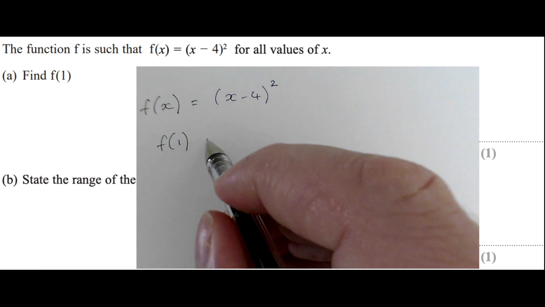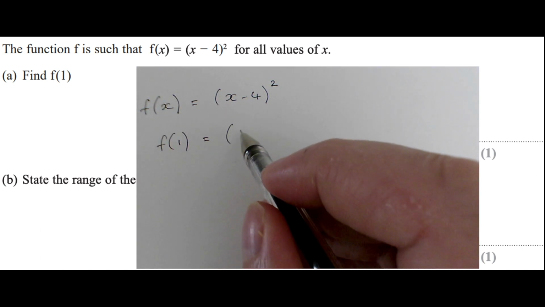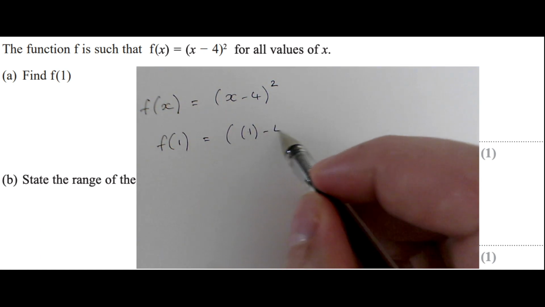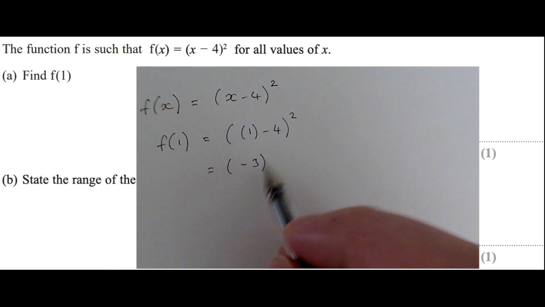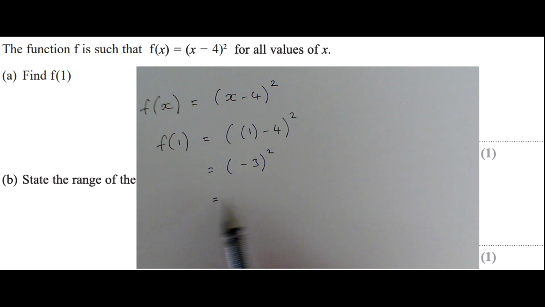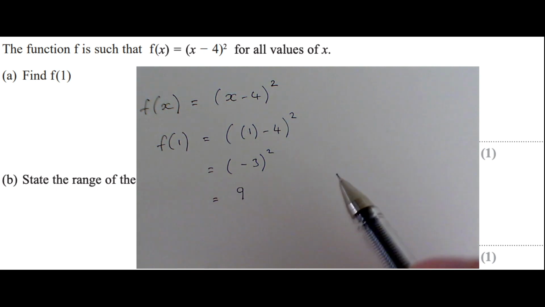So out goes the x, and I'm going to replace it with a bracketed 1. And now all I have to do is evaluate this. Now 1 take away 4 is obviously minus 3 squared, but anything squared is going to come out positive, isn't it? So the answer is equal to 9.